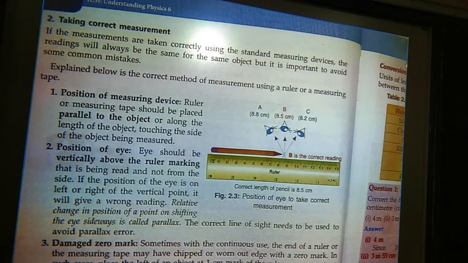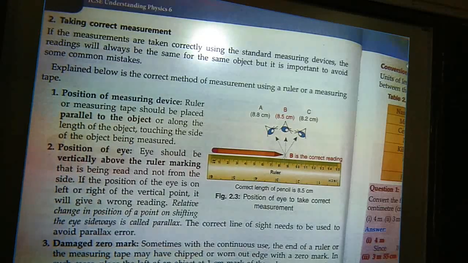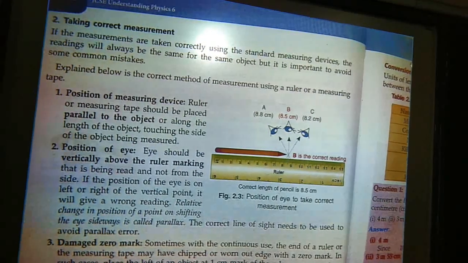Next point, taking correct measurement. If the measurements are taken correctly using the standard measuring devices, the readings will also be the same for the same object. But it is important to avoid some common mistakes. Let us discuss some common mistakes. First, position of the measuring device. Ruler or measuring tape should be placed parallel to the objects or along the length of the object, touching the side of the object being measured.